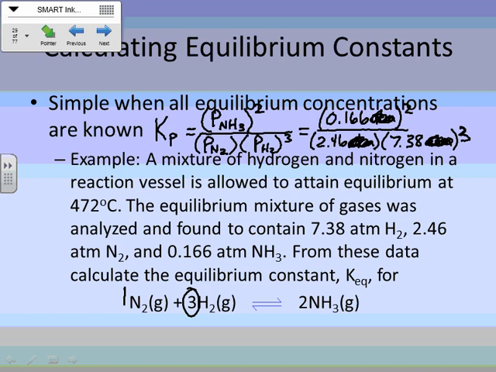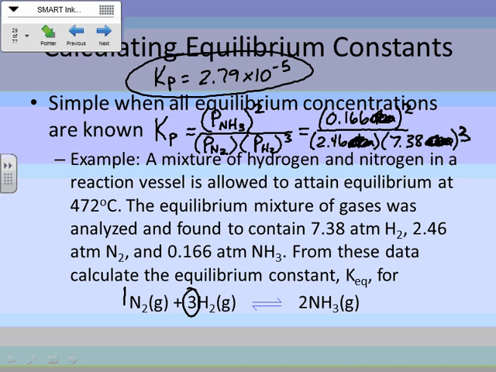Divided by... divided by... 0.38. Okay, I'm getting 2.79 times 10 to the negative fifth. Okay, and that's our equilibrium constant. Okay?